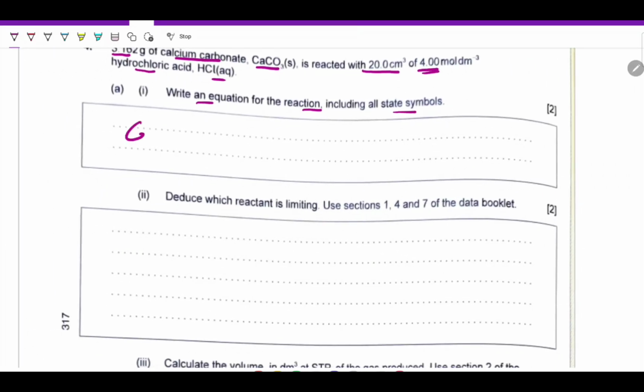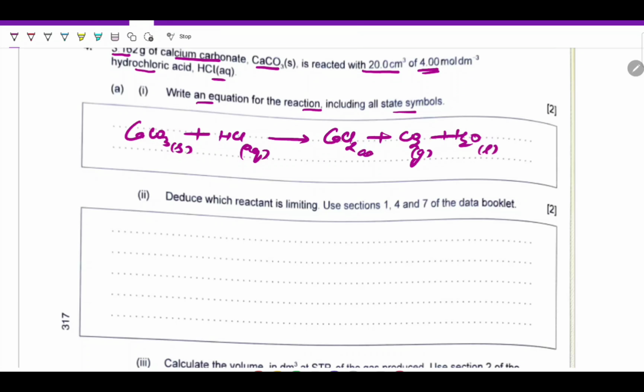Okay. The equation will be CaCO3, which is solid, plus HCl, which is aqueous, will react to form CaCl2 plus CO2 plus H2O. This will be the equation. The CO2 will be a gas, the H2O will be liquid, and the CaCl2 will be aqueous. If I balance it, I will get 2 here, and the equation is balanced.